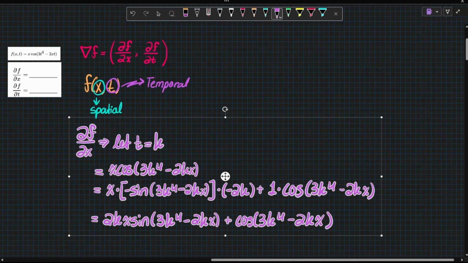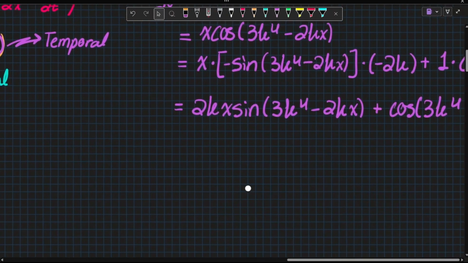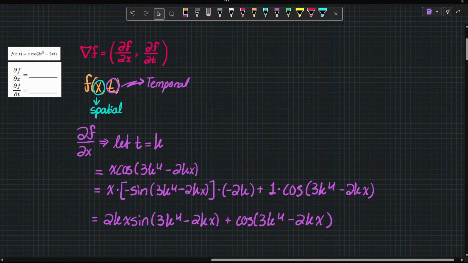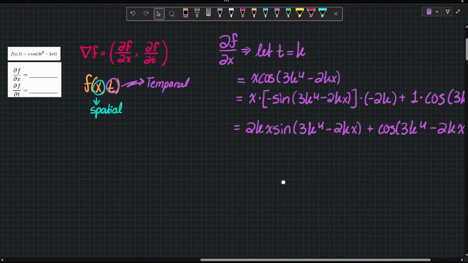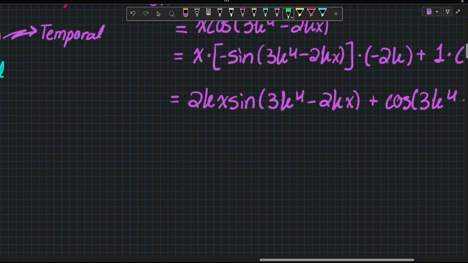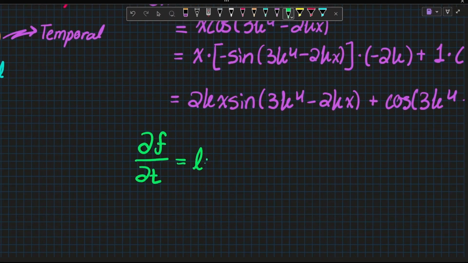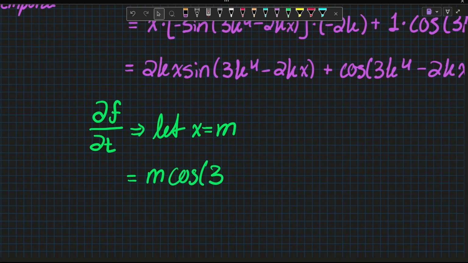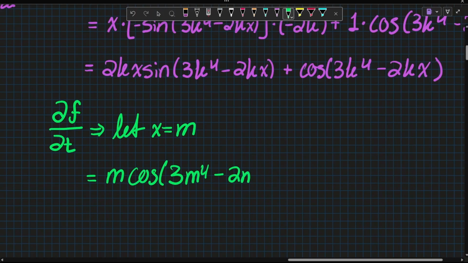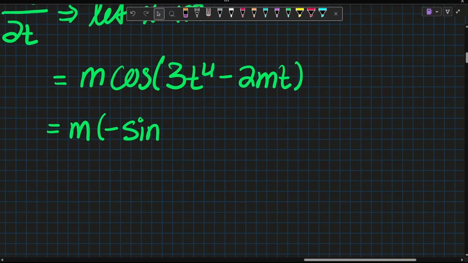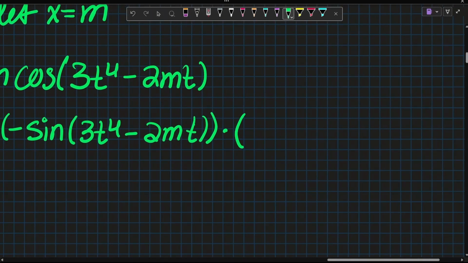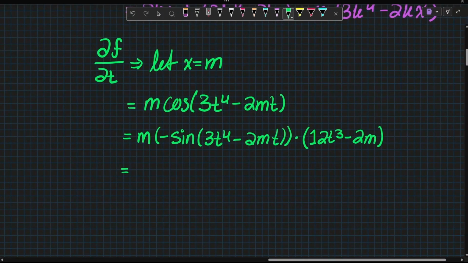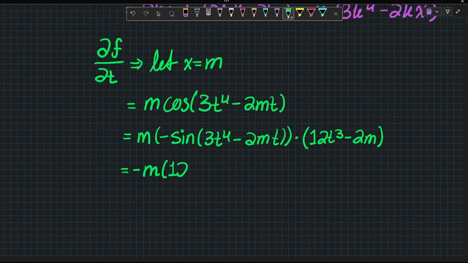Now we need to know how it functions when x is constant. And the same way I made t a constant, I'm going to make x a constant this time. So del f over del t, I'm going to let x be m, then you have m times cosine of 3t to the 4 minus 2mt, and then we have the derivative of cos as negative sine, times 3t to the 4 minus 2mt, times the derivative of the inside, which is 12t to the 3 minus 2m. Okay, so this is negative m times 12t to the 3 minus 2m, times sine of 3t to the 4 minus 2mt.